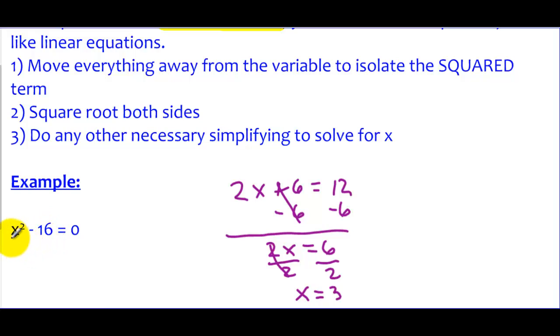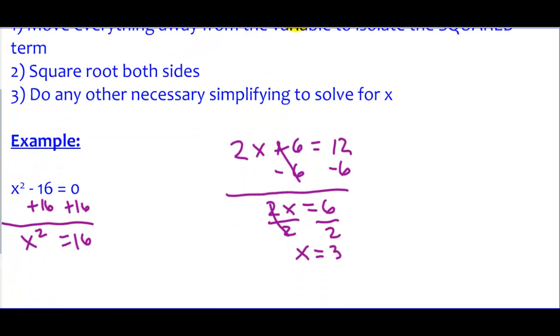So if you take a look at this example, the left side is x squared minus 16. My job is to get x squared alone, so I'm going to add 16 to both sides. That leaves me with x squared is equal to 16. Now that the squared is isolated, alone on the left side, I'm going to square root. If I square root a squared, the squared and the square root both cancel, and I'm just left with x. And now here's the tricky part. We're going to square root 16.